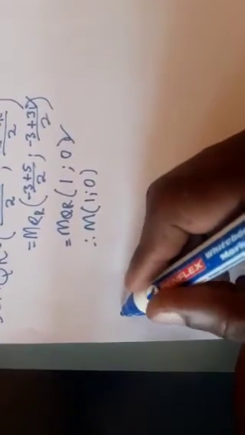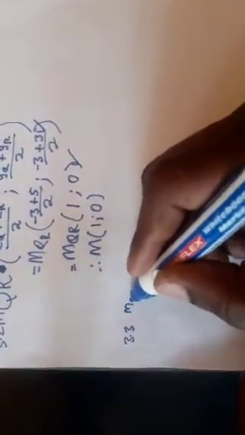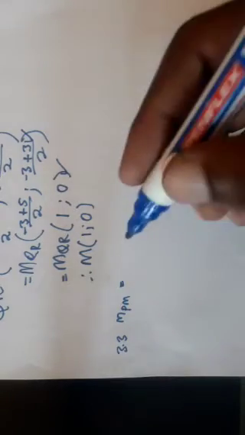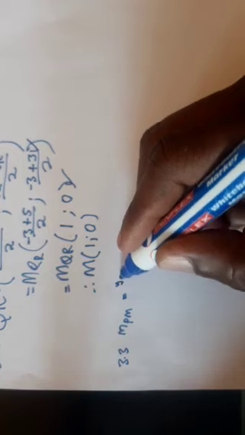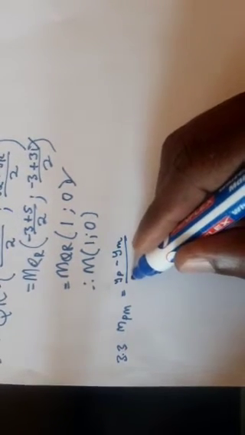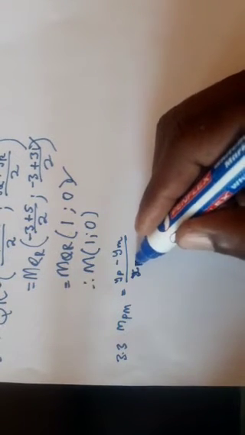Now this is 3.3. On 3.3 they are looking for the equation of PM. So we're also going to create the gradient of PM. Now the gradient of PM equals, now the correct formula: y at P minus y at M over x at P minus x at M.